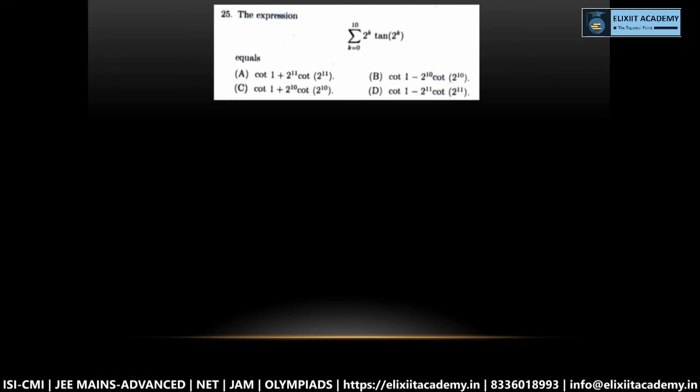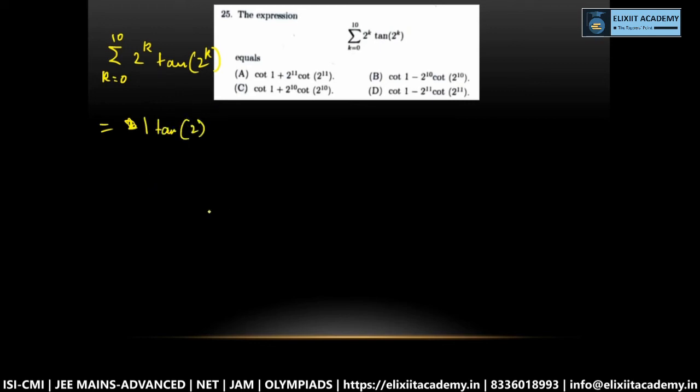This is a very nice question on trigonometry. This summation is given: summation k equals 0 to 10, 2 to the power k, tan 2 to the power k. So first of all, if you break this summation, this is 2 to the power 0, so that's 1 only, into tan 2.